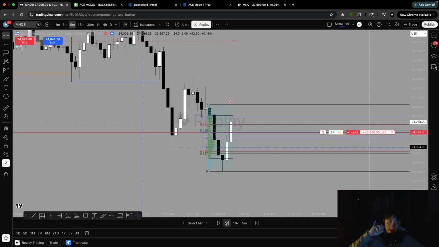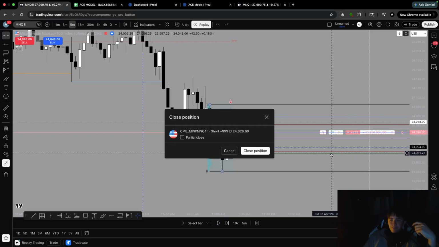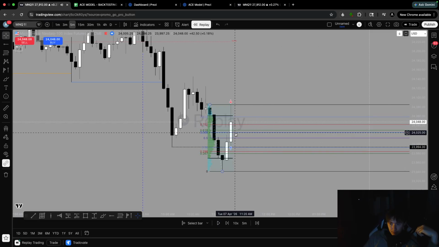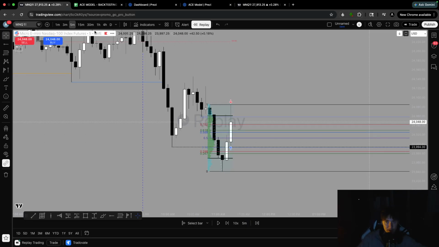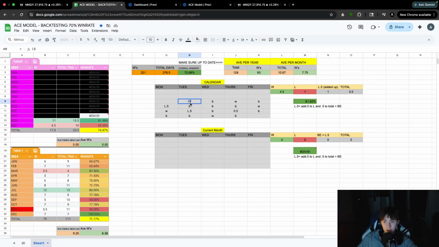Ooh, this is a rare L. This is an L right here. Really just an unlucky trade there. That's our first L of the month. Stop loss would have been at this blue level, and we respected this 0.5 on the first touch, so yeah, everything was valid there. First real L. First organic L.